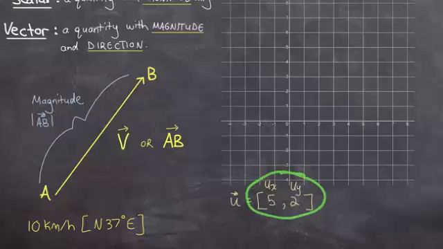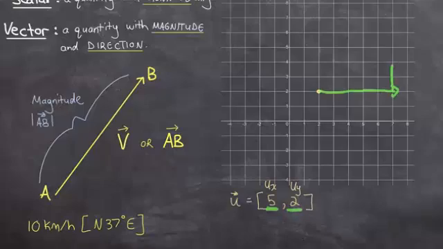To graph this vector, on a Cartesian grid, I choose a starting point. I'll choose right here at the point (2, 2). And then to get from that point to the tip of the vector, I have to move 5 units in the x or horizontal direction, and then 2 units in the y or vertical direction. And that would bring me to the tip of the vector right there.